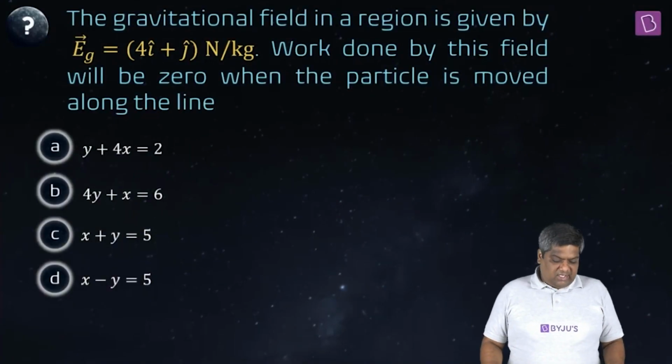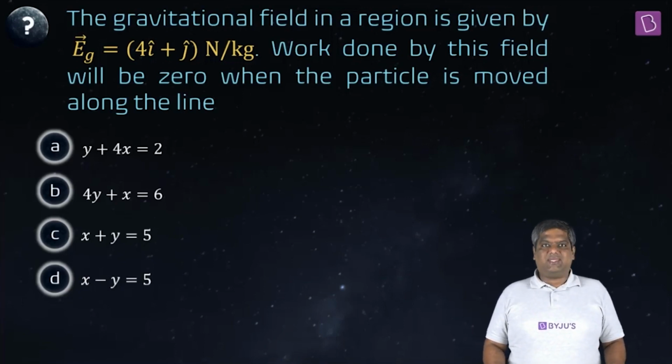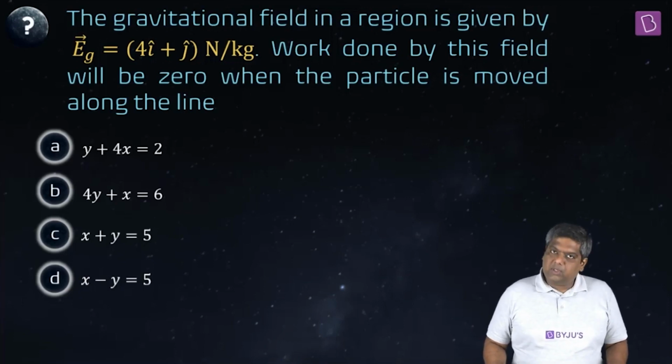The gravitational field in a region is given by Eg vector is equal to 4i cap plus j cap Newton per kg. Work done by this field will be 0 when the particle is moved along the line, and the options are y plus 4x is equal to 2, 4y plus x is equal to 6, x plus y is equal to 5, x minus y is equal to 5. Okay, so how do we do that?